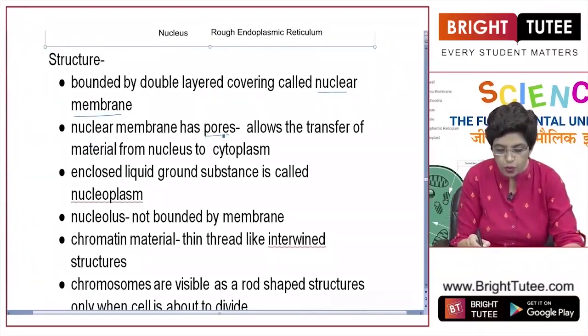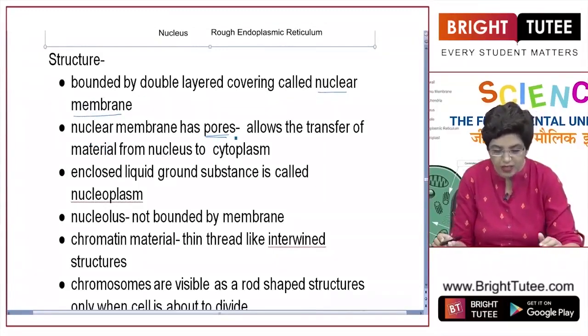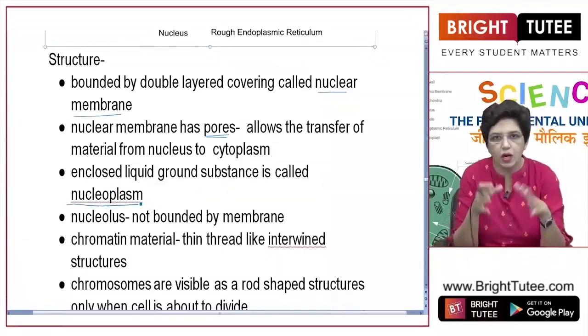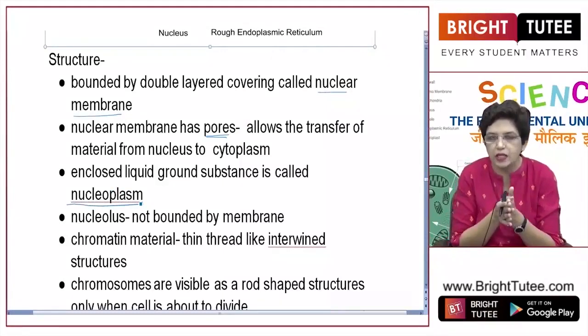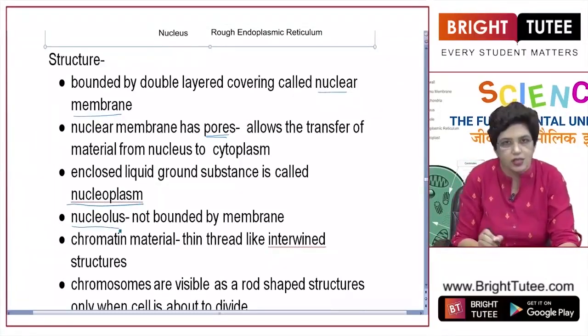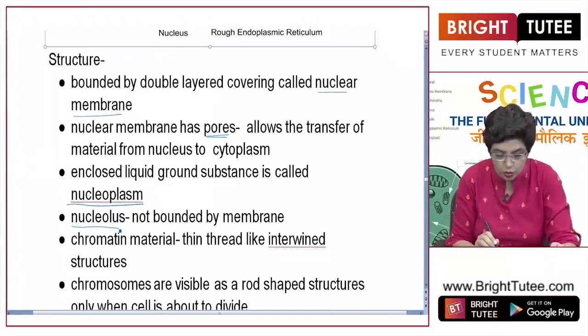The nuclear membrane has pores in it which allow the transfer of material from the nucleus to the cytoplasm. Then there is an enclosed liquid ground substance which is called nucleoplasm. So whatever ground substance, jelly-like substance, is inside the nuclear membrane is nucleoplasm. There is one organelle, a small part of the nucleus, which is the nucleolus.